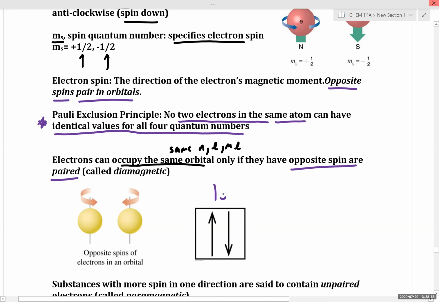For example, if we were depicting an orbital with a box, we'd draw our up spin electron with an up arrow and our down spin electron with a down arrow. So the up spin has ms of plus 1/2, the down spin has ms of minus 1/2. We can fit two electrons in an orbital if they have opposite spins. We can't have two electrons with the same spin in the same orbital because all of their quantum numbers would be the same, and in turn that would mean we're essentially describing the same electron.